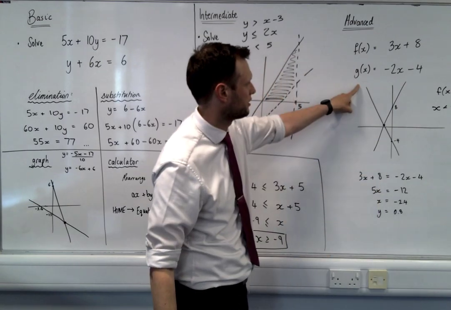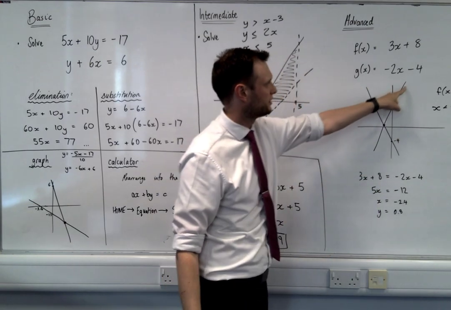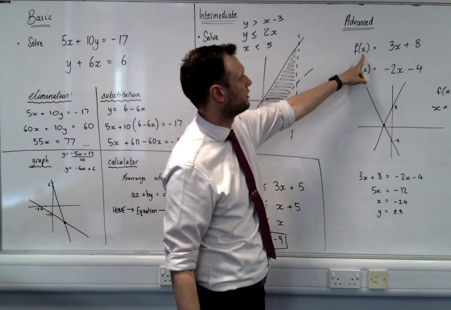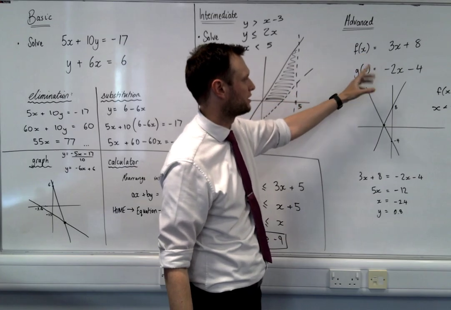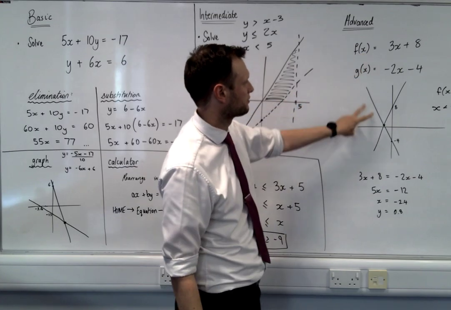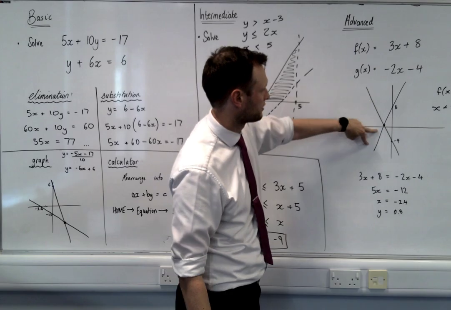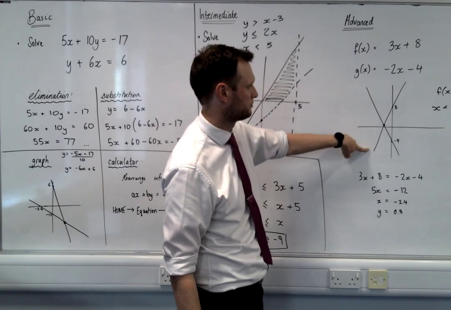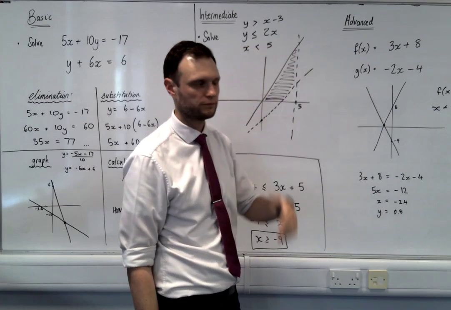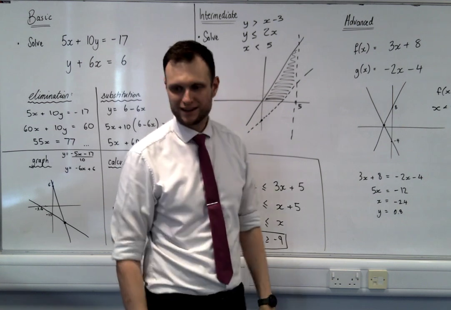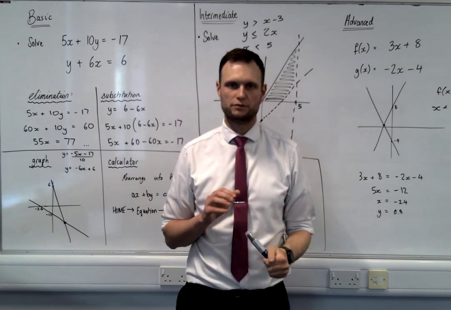This line is g of x, this line is f of x. So if f of x is less than g of x, that means the line f of x is below g of x, just literally below it on the graph. And that is, I think, everything from chapter 3.